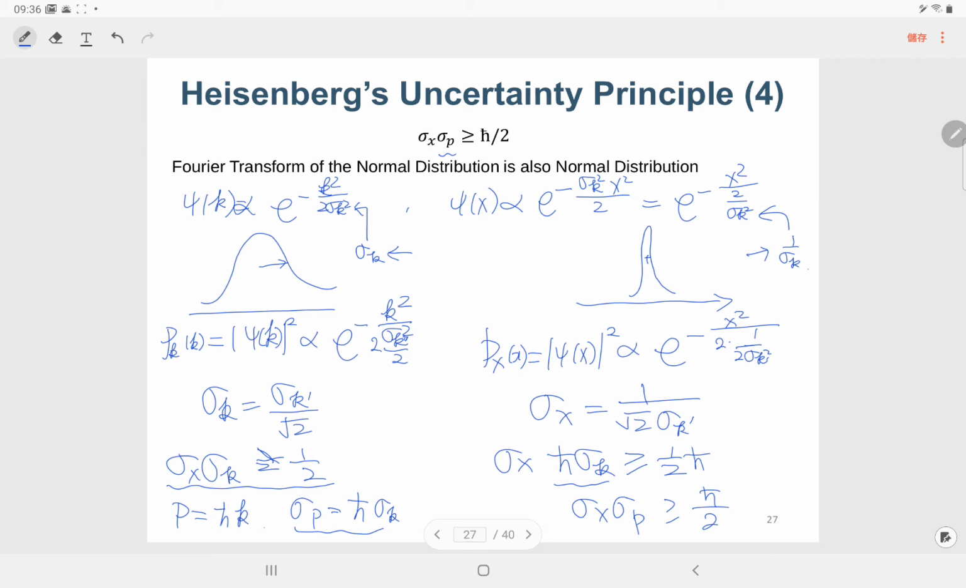And for Gaussian distribution, it satisfies the equal sign. It doesn't really prove why it is always larger, but actually no experiment has ever violated this uncertainty principle.